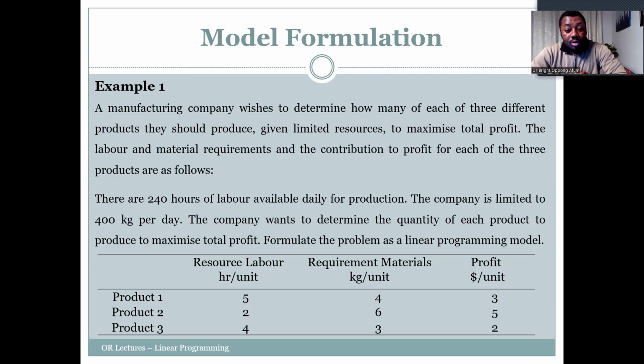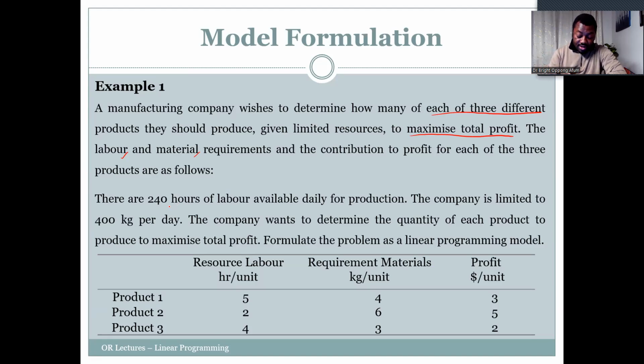So a manufacturing company wishes to determine how many of each of three different products they should produce, given the limited resources, to maximize total profit. Now the labor, the material requirements, and the contribution to profit for each of the three products are as follows.